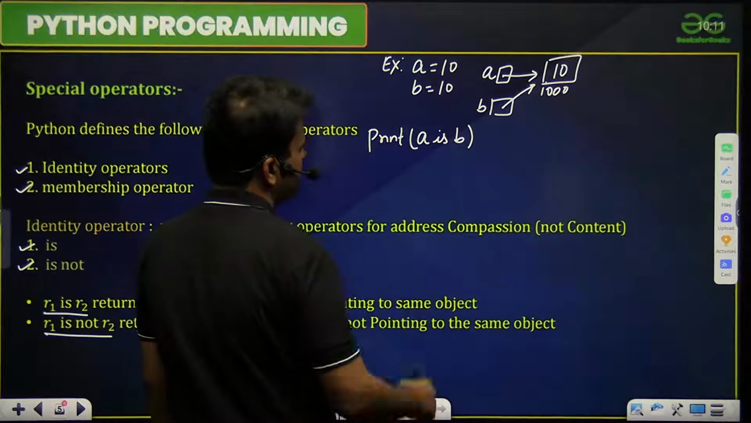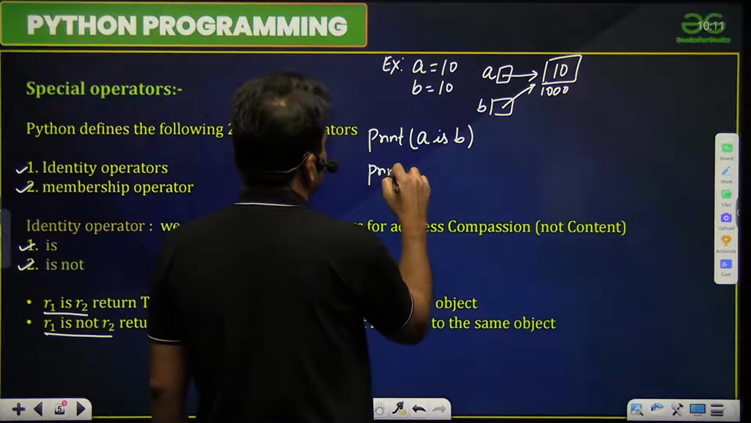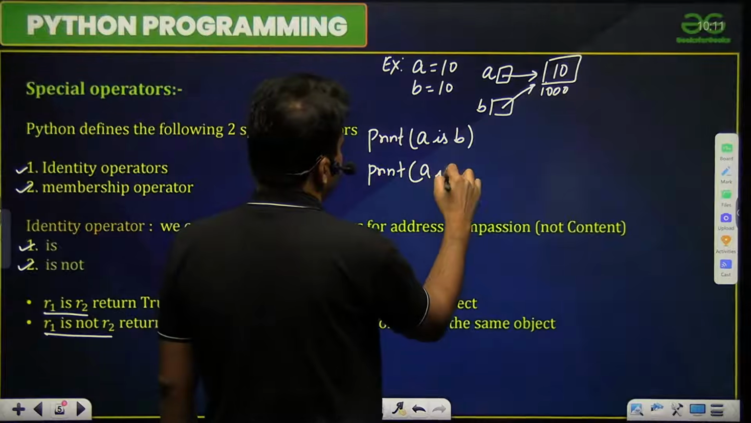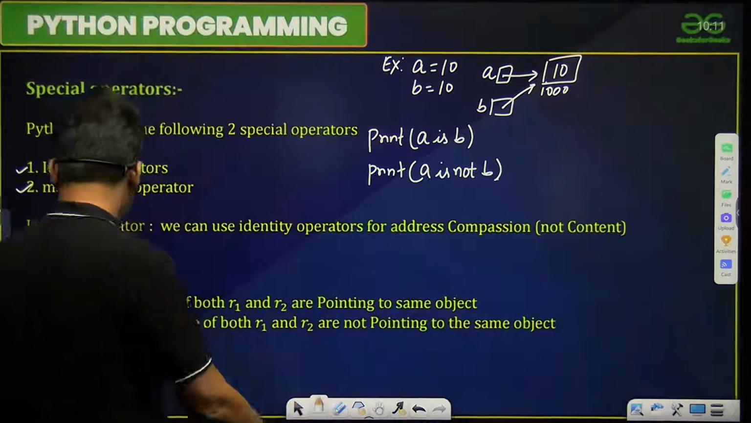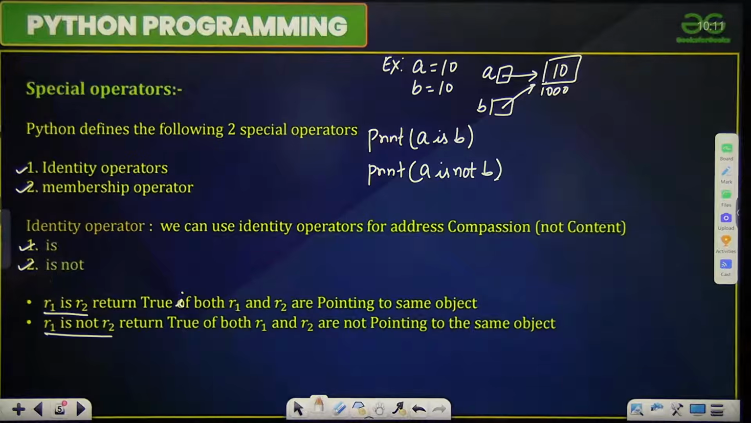If I print a is b and print a is not b, I am using the identity operators is and is not. What is the output of this? Everyone reply. Everyone give an answer for this.